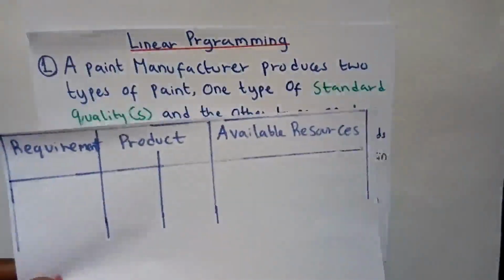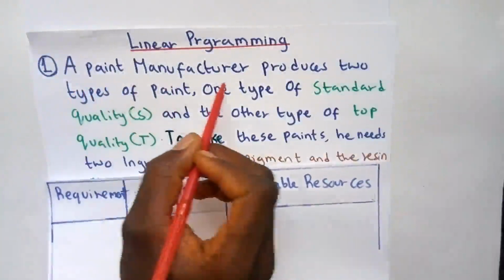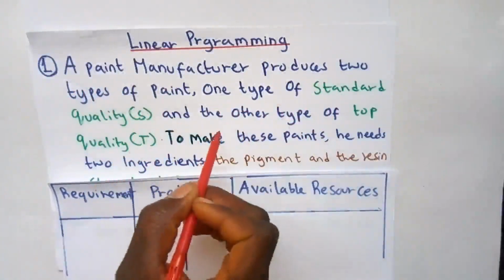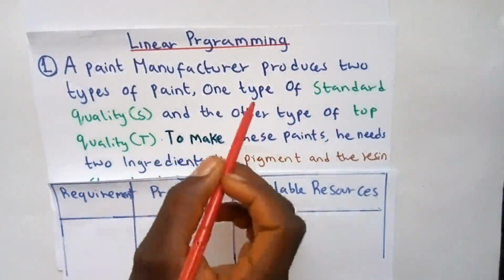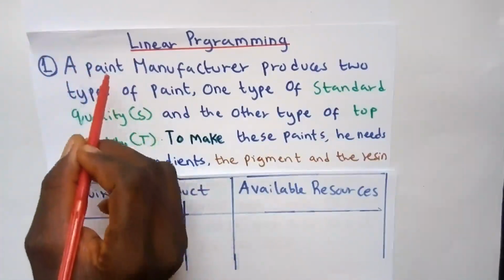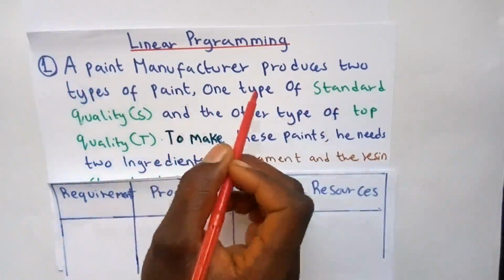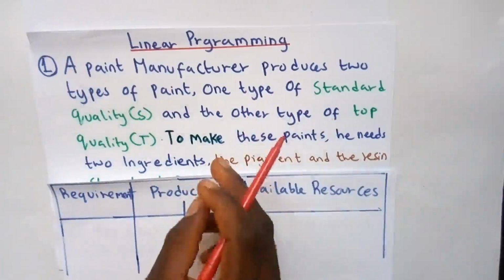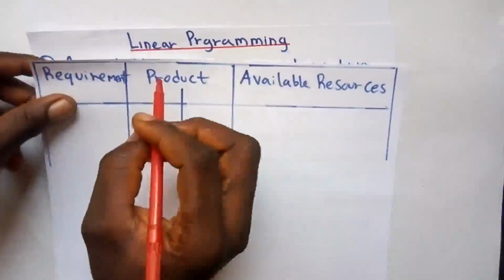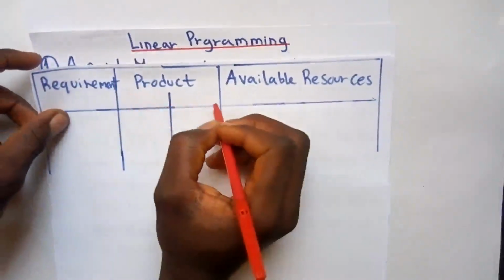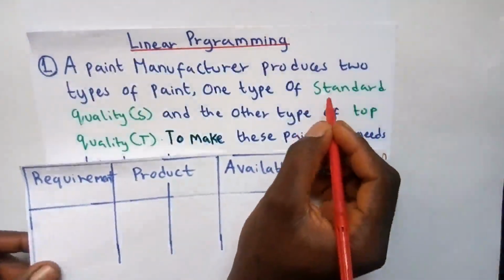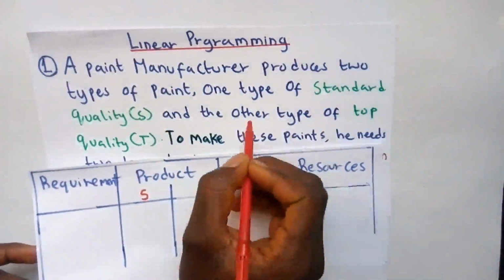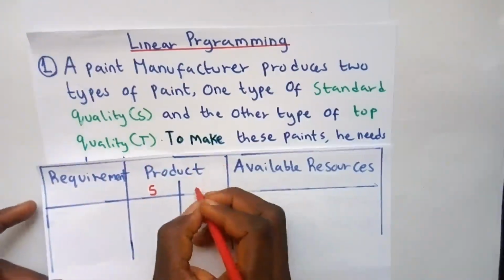Let's solve this question. A paint manufacturer produces two types of paint, one type of standard quality S and the other type of top quality T. So from this first paragraph, you can see that a paint manufacturer produces two types of paint, standard quality and the other type, top quality. So you can see that the two products here are standard quality paint and top quality paint. Let's represent the standard quality paint with S, and let's represent the top quality paint with the letter T.